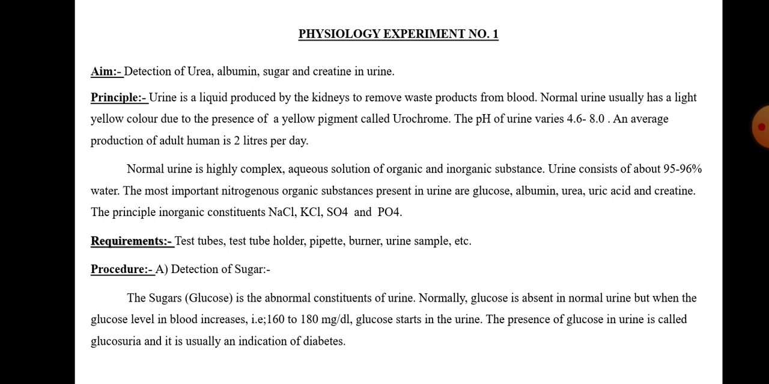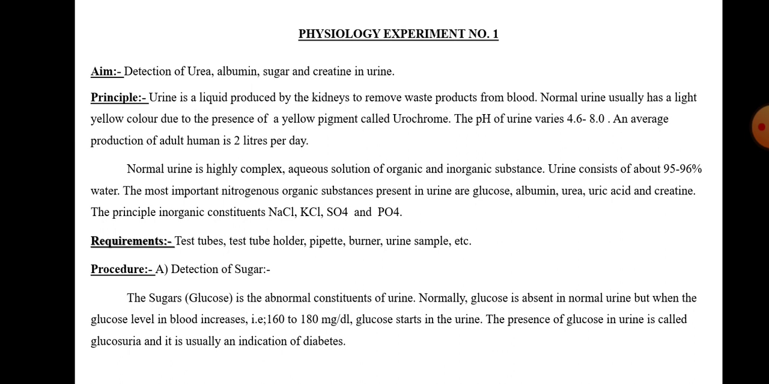Sugar or glucose is an abnormal constituent of urine. Normally, glucose is absent in normal urine, but when the glucose level in blood increases, that is 160 to 180 milligram per deciliter, glucose starts appearing in the urine. The presence of glucose in urine is called glucosuria and it is usually an indication of diabetes.